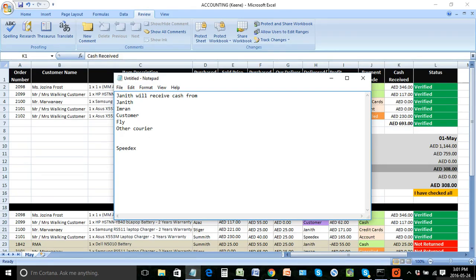However, account won't go to Janit. Account will be like SpeedX. Janit will not receive this money because this courier pays me directly. So whatever we send to SpeedX, Janit will not receive that cash. And the other thing is credit card. Credit card goes directly to my PayPal, so it won't go to Janit. So remember this one. If you select this source, this is the important thing, so pay attention here.